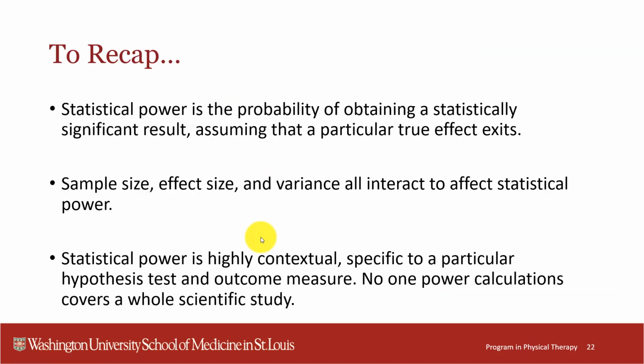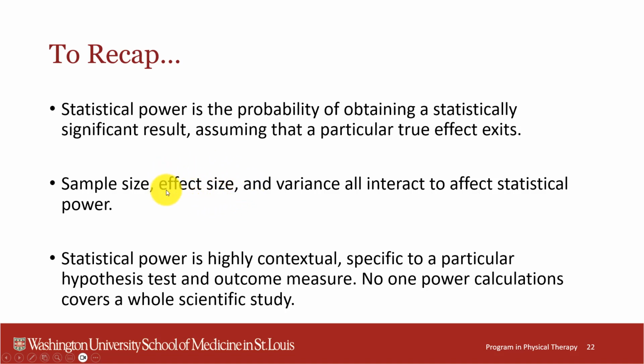So to recap, statistical power is the probability of obtaining a statistically significant result, assuming that a particular true effect exists. And again, we have to make an assumption about what that alternative hypothesis is, and we need to make sure that that assumption is reasonable. Otherwise, our power calculation isn't going to be very useful. Sample size, effect size, and variance all interact to affect statistical power. So we're going to focus a lot on how many people we need in order to achieve a high level of statistical power. But keep in mind that sample size is only one of several factors that affect statistical power.